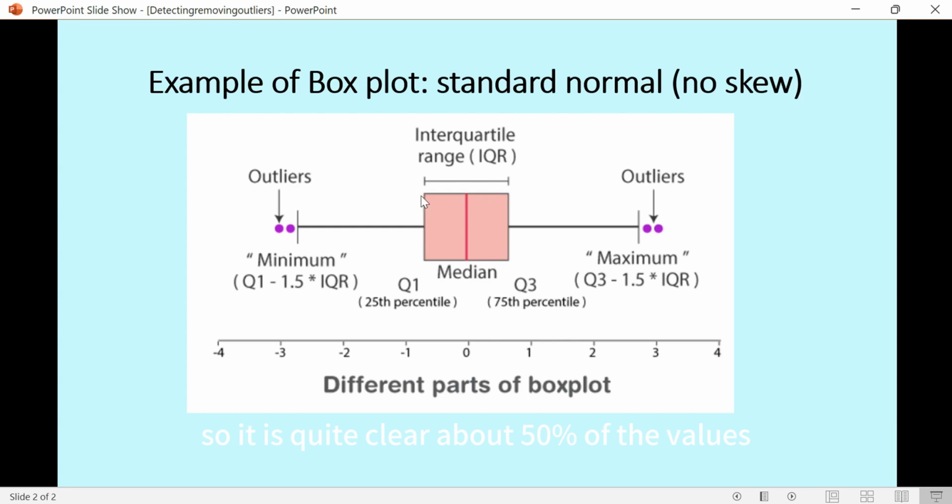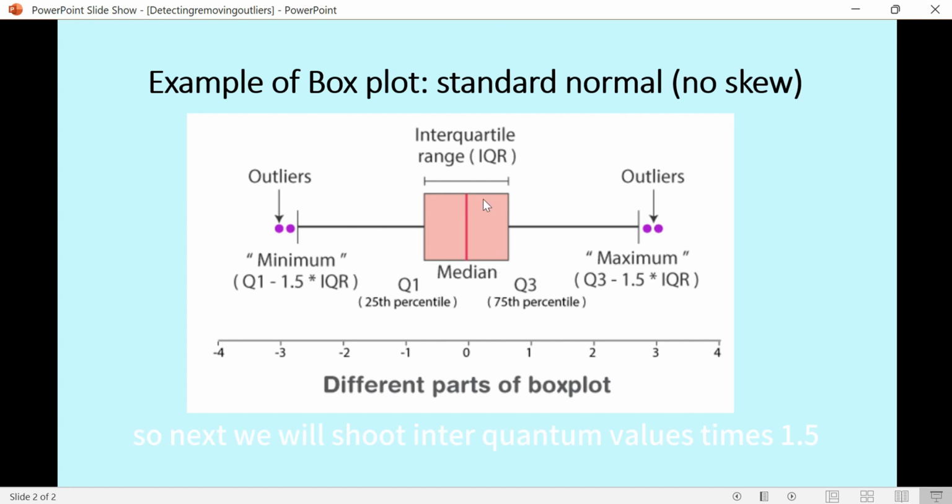And this is the median, so 50% of the values are on both sides of this median value. So it is quite clear that about 50% of the values are located in this box, and 25% of the values are located in this range and 25% in this range.